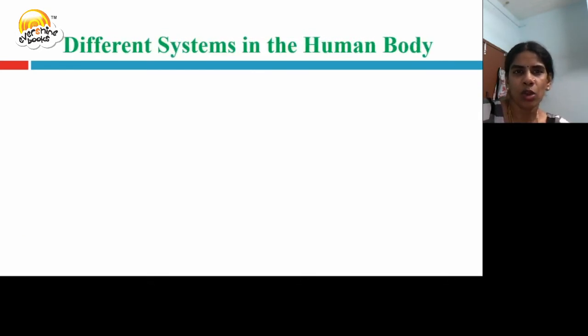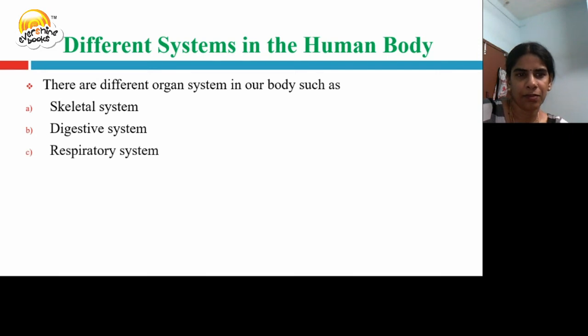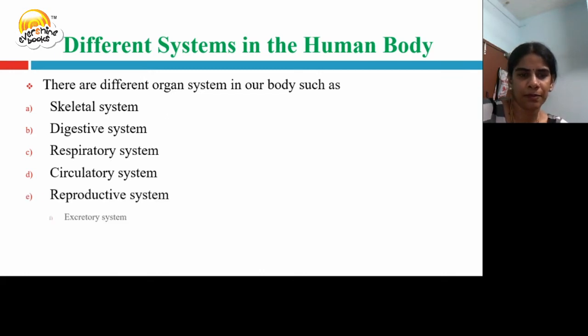Let us now learn what are the different systems in the human body. There are different organ systems in our body, such as skeletal system, digestive system, respiratory system, circulatory system, reproductive system, excretory system, nervous system. Let us learn about the skeletal system.